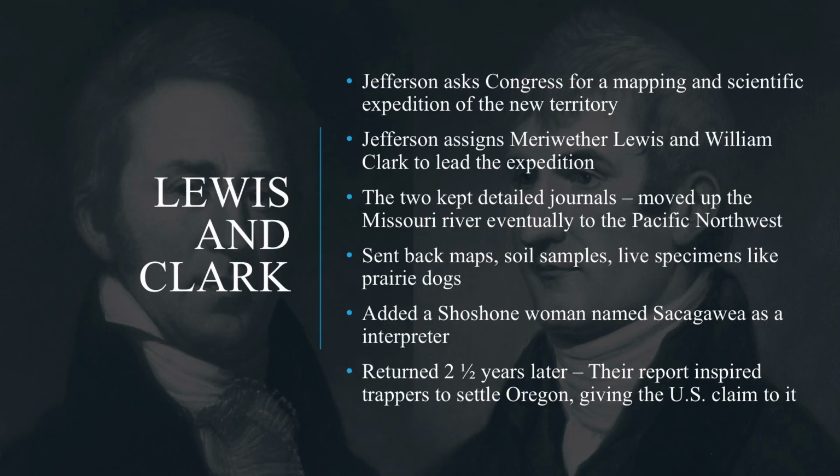Following the purchase, Jefferson asked Congress for a mapping and scientific expedition to explore the new territory. When Congress passed the measure, Jefferson assigned Meriwether Lewis and William Clark to lead the expedition and explore the new Louisiana Territory. The two kept very detailed journals. The expedition moved up the Missouri River, eventually reaching the Pacific Northwest and reaching the Pacific Ocean. They sent back maps, soil samples, and live specimens like prairie dogs. Along the journey, they added a Shoshone woman named Sacagawea as an interpreter. And in all, the journey took 2.5 years round trip.